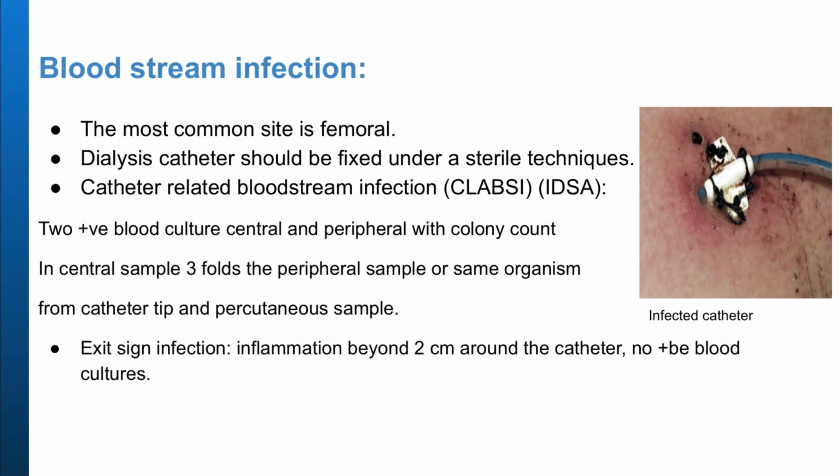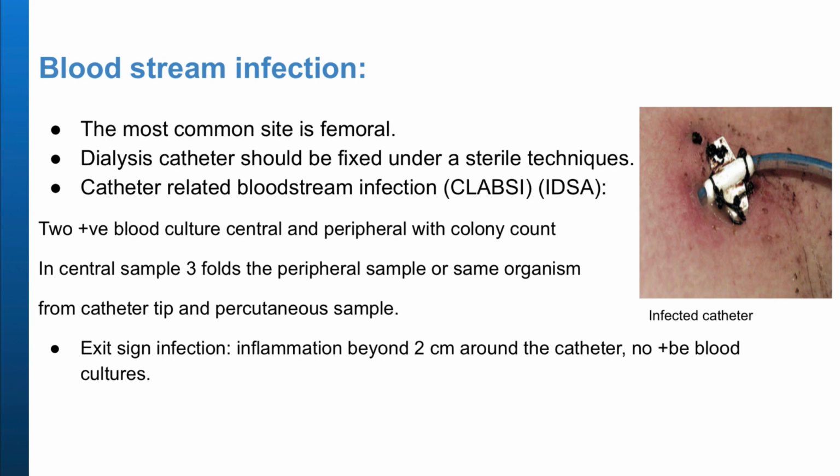Another common complication is bloodstream infection, and it usually happens with a femoral access more than jugular access. So you have to be careful during insertion of the dialysis line that the area or the media is very clean or sterile. And here there are 2 types of infection. Number 1, exit site infection. There is inflammation below 2 centimeters around the catheter with no positive blood culture.